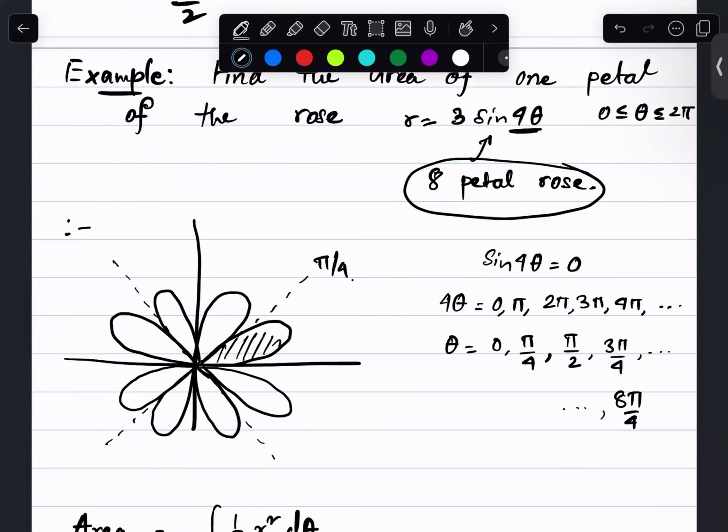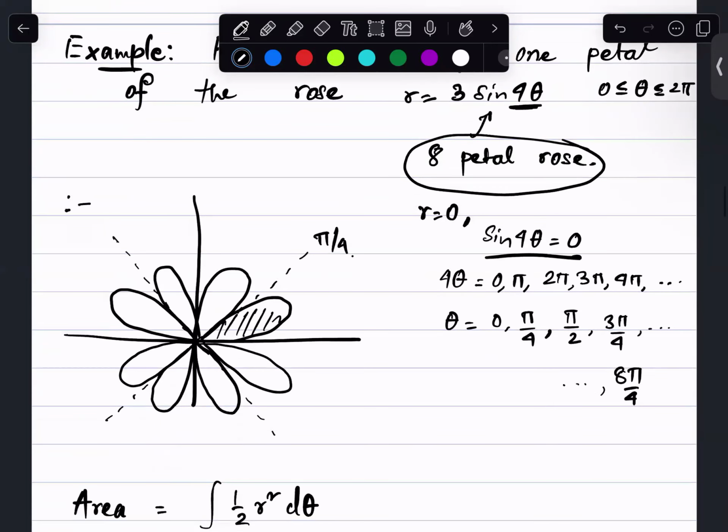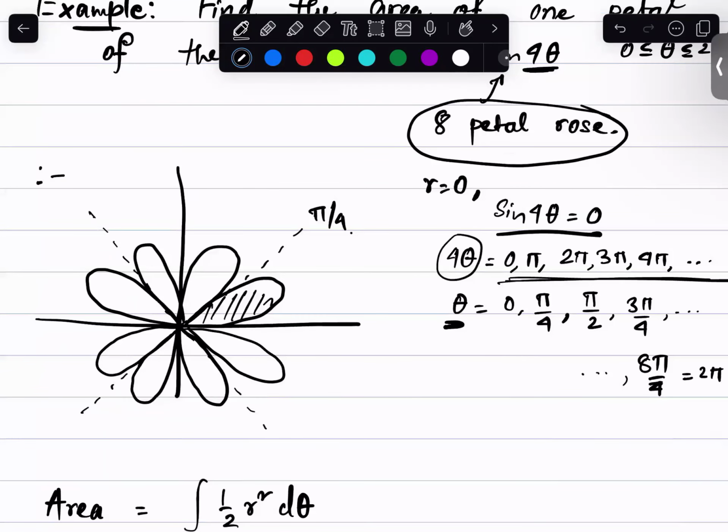And the other way to see it is when you take r equal to 0, then you'll get sine 4 theta to be 0, right? And then 4 theta can be any of these values, and theta should be either 0, pi over 4, or pi over 2, and so on till you hit 2 pi. So this is nothing but 2 pi.